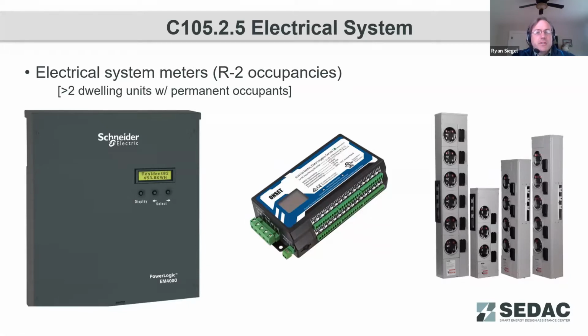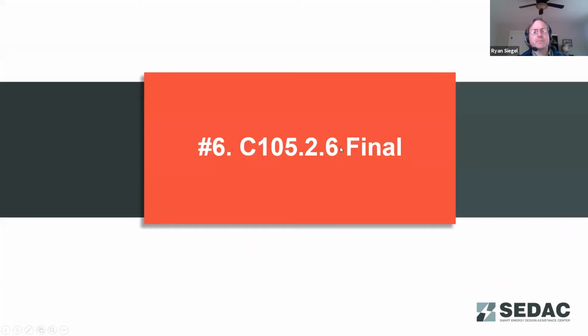Next up would be the electrical system. Do we have the appropriate electrical meterings? So this is for R2 occupancies. If you have more than 2 dwelling units, commonly these are handled for most buildings by utility meter stacks, such as depicted here on the right-hand side of the slide. For larger buildings, they may choose to have more centralized sub-metering rather than having it all billed out to the utility to handle all of that. So that's perfectly acceptable too. But just being aware, do we have the appropriate metering in place as required?